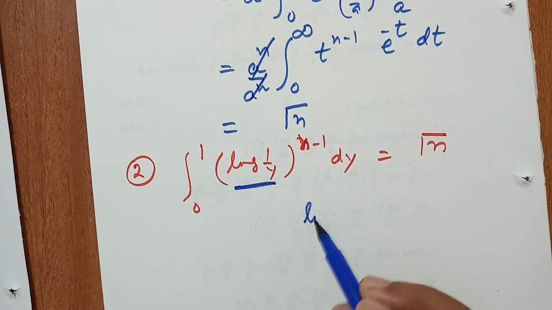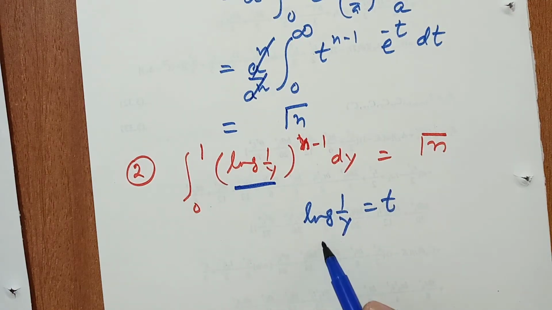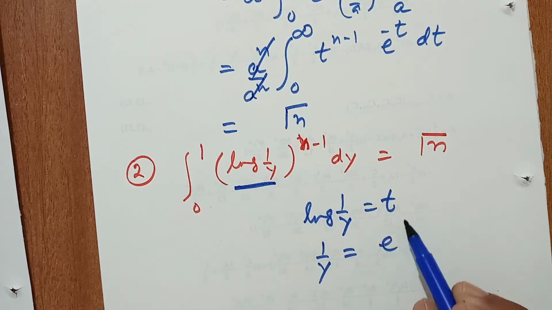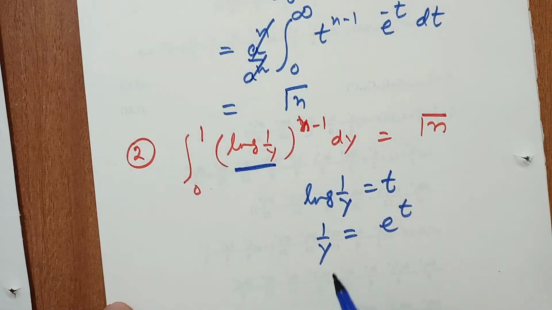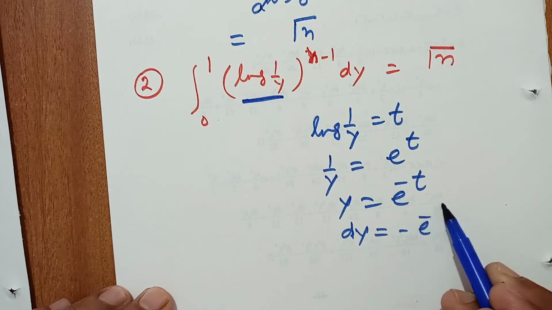So you put log 1 upon y equal to t. So 1 upon y is equal to, on taking exponential, e to the power log 1 upon y, which is 1 upon y, equals e to the power t. So y is equal to e to the power minus t, and dy is equal to minus e to the power minus t dt.